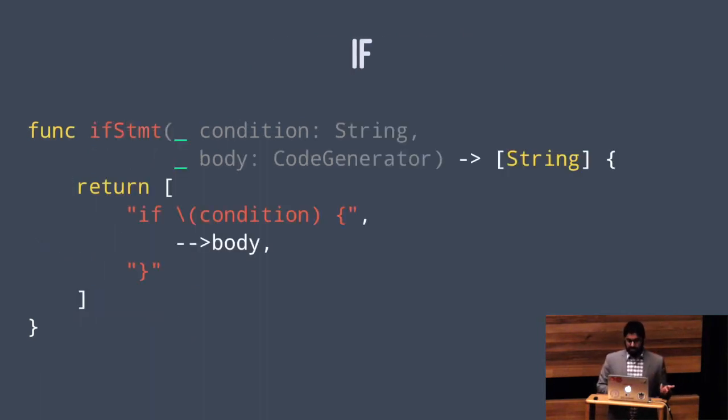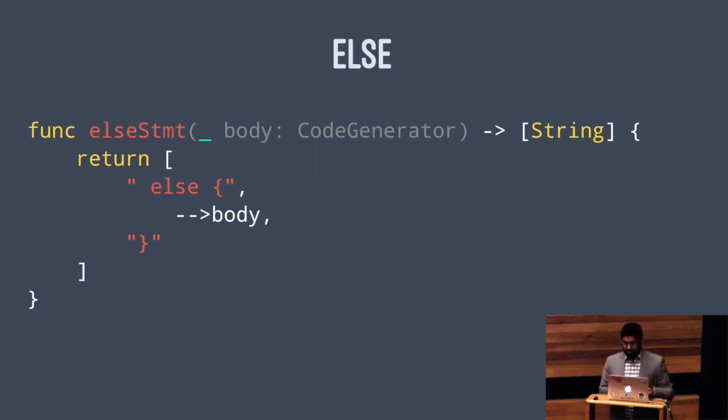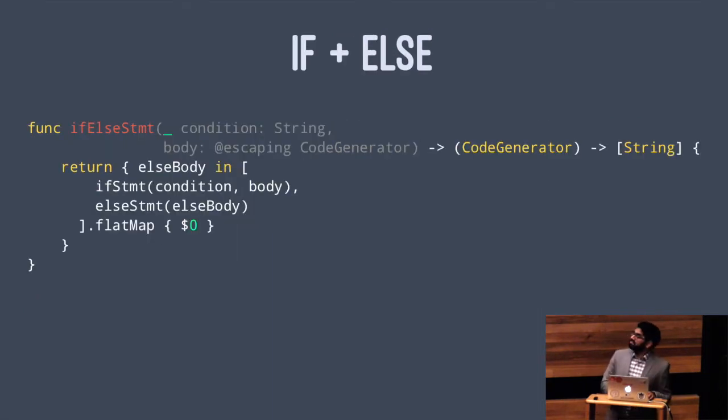So we could generate a function where it takes a condition that's a string, and then the body is really a code generator, which is the type alias on the first slide, a function that returns an array of strings. And in turn, the if statement will return an array of strings. Then we can take this exact same idea and apply it to else. And then we can take if and else and make if else.